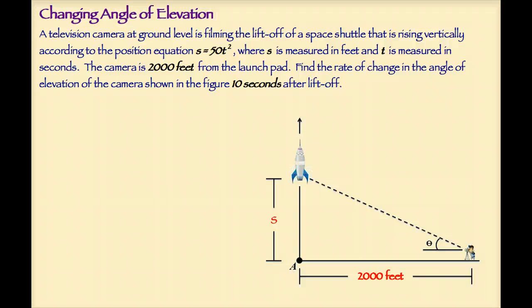A television camera at ground level, here it is, is filming the liftoff of a space shuttle, here, that is rising vertically according to the position equation s equals 50t squared, where s is measured in feet and t is measured in seconds. The camera is 2,000 feet from the launch pad. Find the rate of change in the angle of elevation of the camera, shown in the figure, 10 seconds after liftoff.